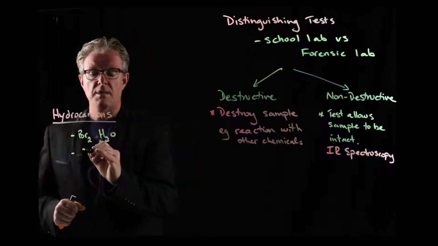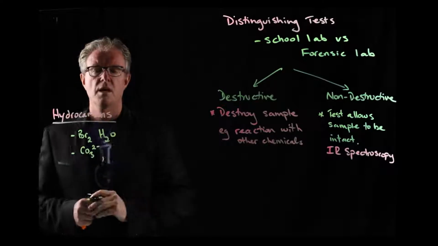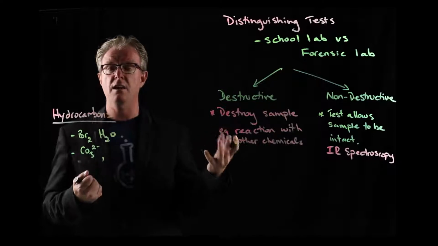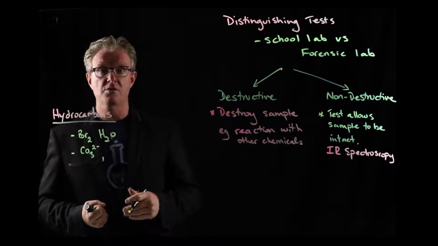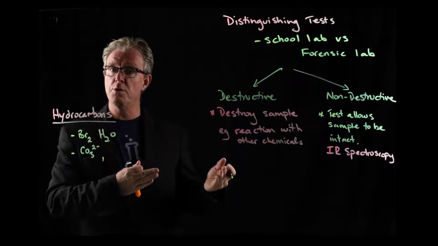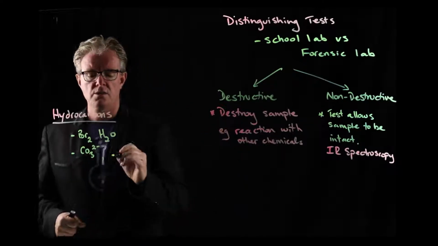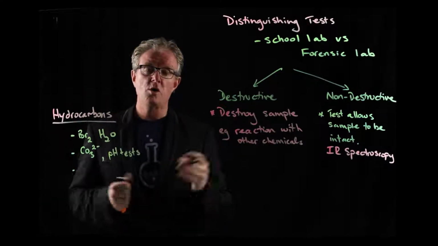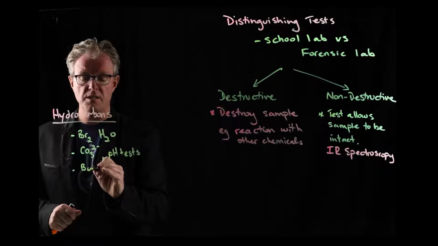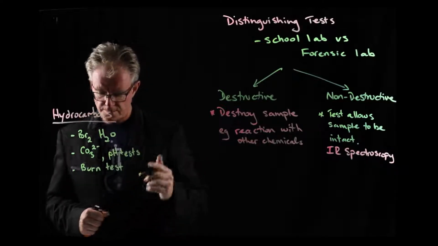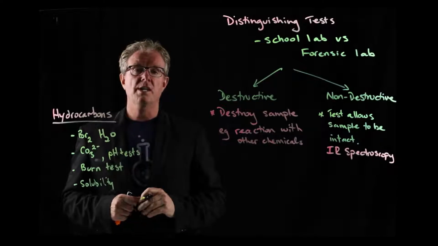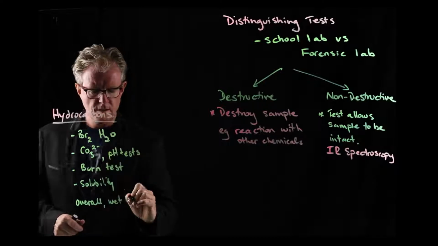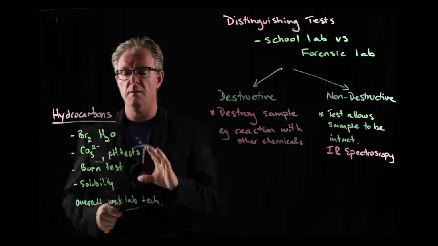We can react them with carbonates. We can test their acidity, okay, so if they're an alkanoic acid, we put an indicator in the solution to test their acidity. We can do it with a pH probe. A pH probe would be non-destructive, so we could do pH tests. Of course, we've got the good old organic versus inorganic burn test, the charring test, so that's definitely destructive. Solubility tests, okay, so whether they're soluble or not, that can also affect their structure. So overall, wet lab techniques which are quite destructive in nature.